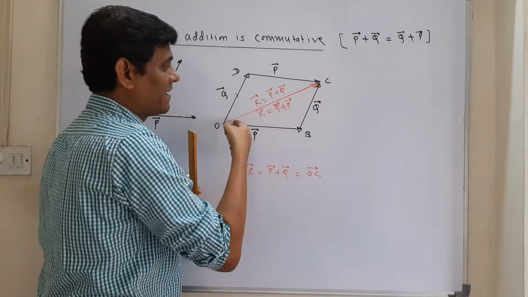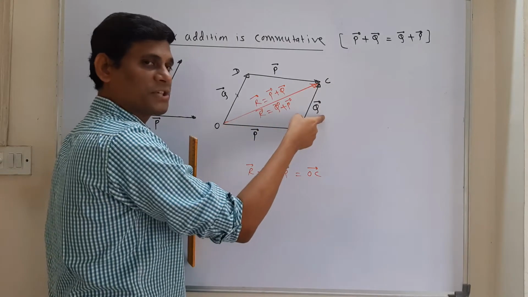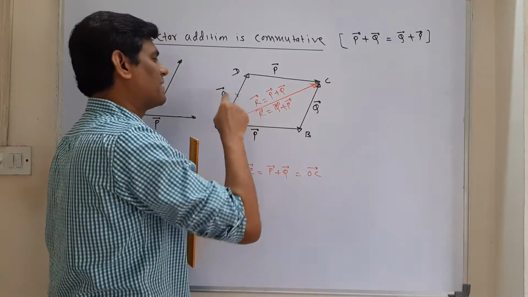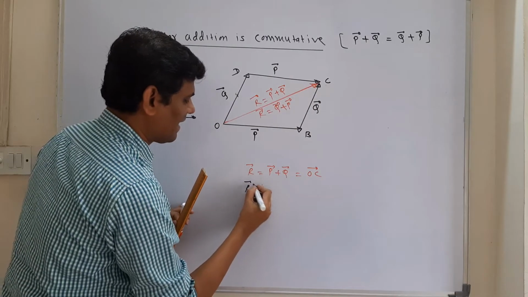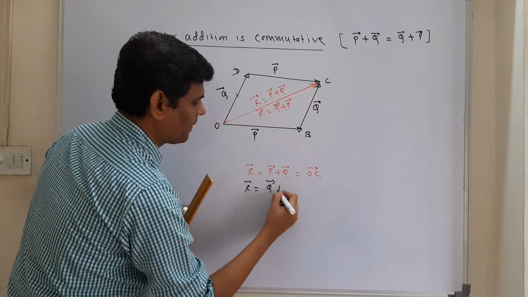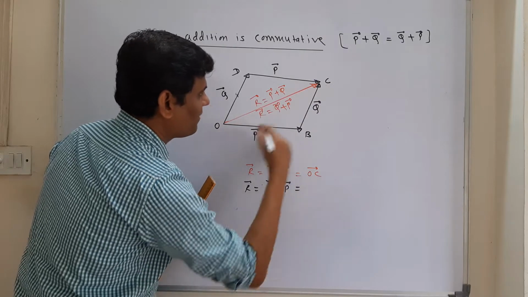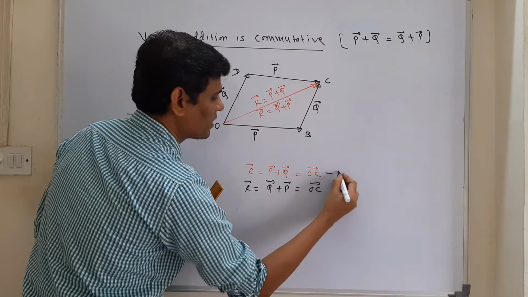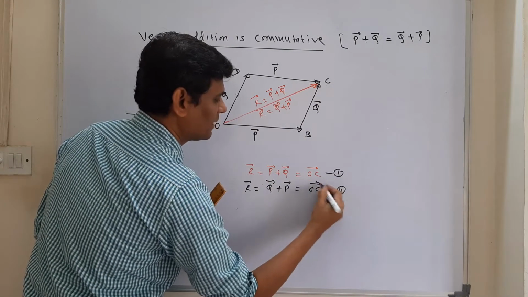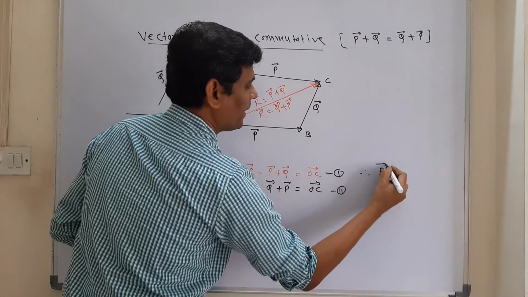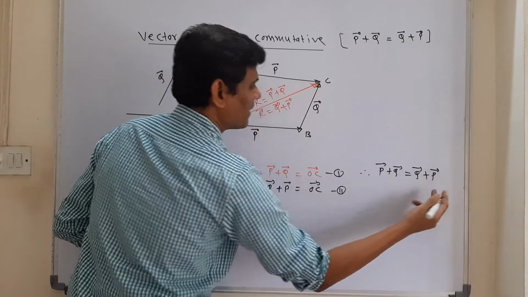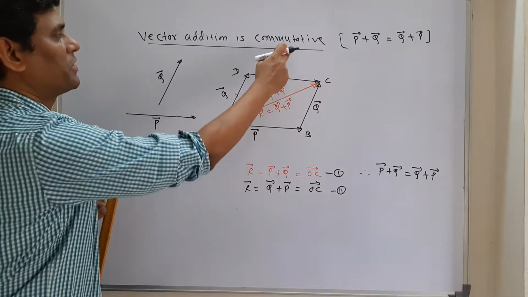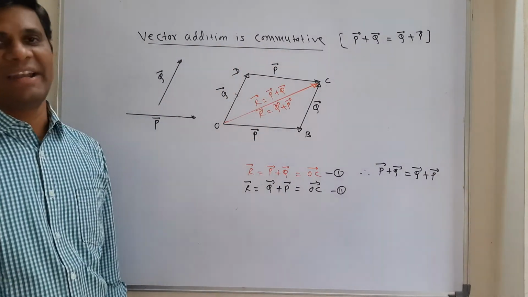It means the same side represents the resultant P plus Q and the same side represents the resultant Q plus P. So we can say here resultant R equals Q plus P equals OC. So if I take this as 1 and this as 2, then I can say therefore P plus Q is equal to Q plus P. This property is called the commutative property of vector addition.